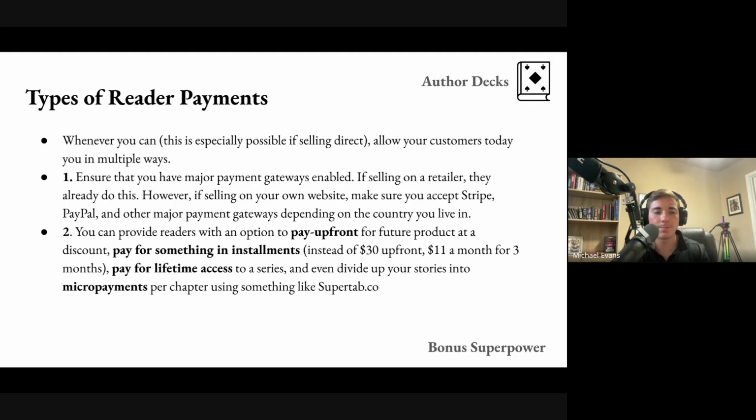So anyways, I can share case studies all day long. I think y'all get the point. Experiment with how you can increase the options readers can pay you, both in physically how they can pay you through payment gateways and the options to pay for your product.